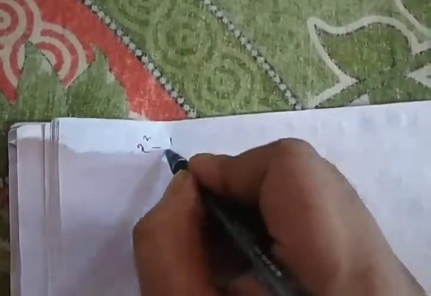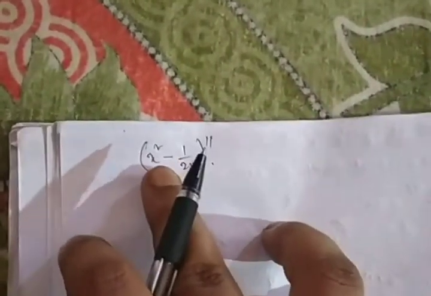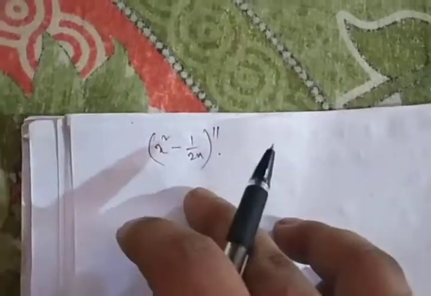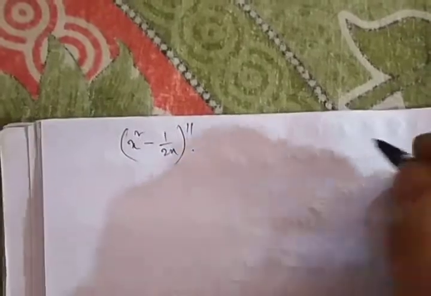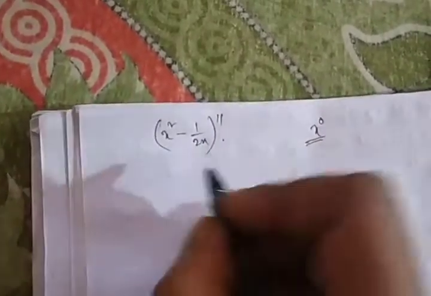So we will take an example, let's say x square minus 1 by 2x whole to the power 11. Is there a term which is independent of x? Independent of x means it contains x to the power 0. X to the power 0 means 1.